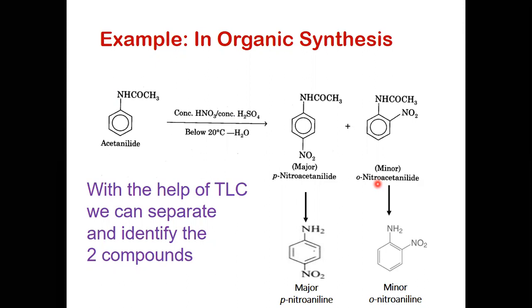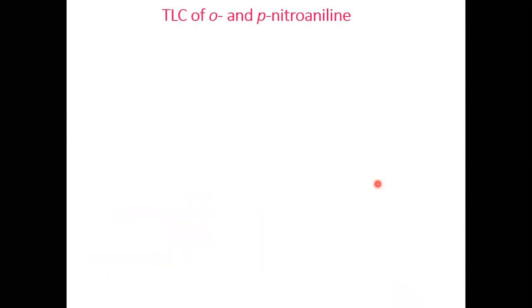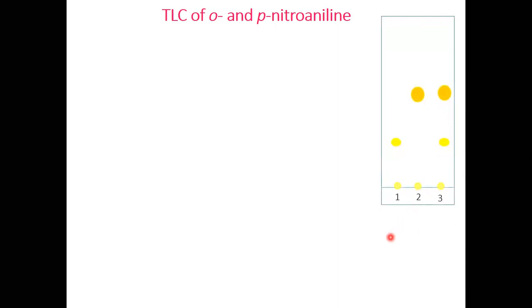If we want to check the purity of the compound, we can use TLC. For TLC, here you can see three spots: 1, 2 and 3. 1 stands for ortho-nitroaniline, P stands for para-nitroaniline. These are the standard compounds which are already available in the laboratory. And the third is the mixture which is obtained after the reaction.